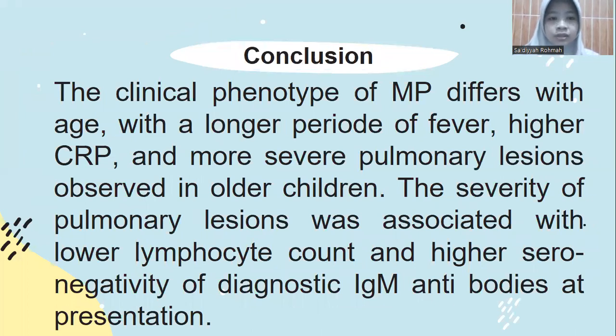Next is conclusion. The clinical phenotype of MP differs with age, with a longer period of fever, higher CRP, and more severe pulmonary lesions observed in older children. The severity of pulmonary lesion was associated with lower lymphocyte count and higher seronegativity of IgM antibodies at presentation.